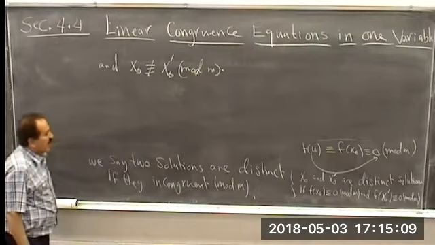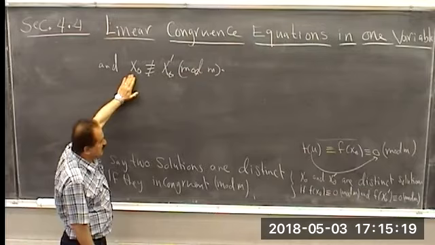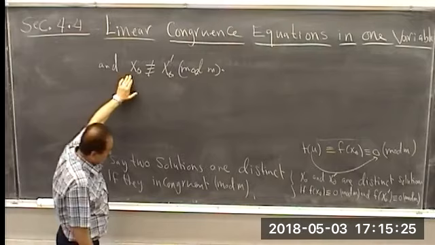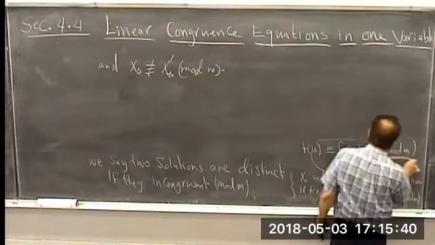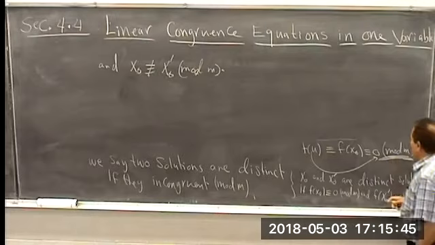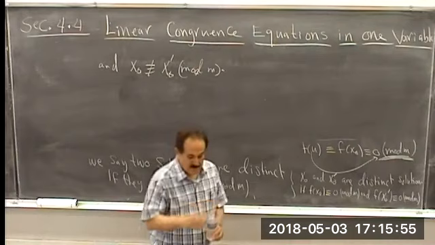Now, definitely if x sub 0 is a solution, then there is an infinite number of integers congruent to x sub 0, which means that there are infinitely many individual integers that are solutions. But when we count, we only count in a complete residue system mod m. So at most, the number of solutions for a congruence equation is going to be m, because all other integers are going to belong to one of these congruence classes.